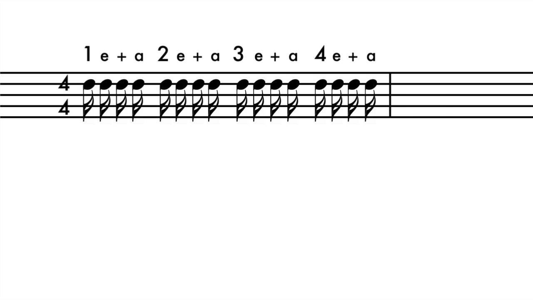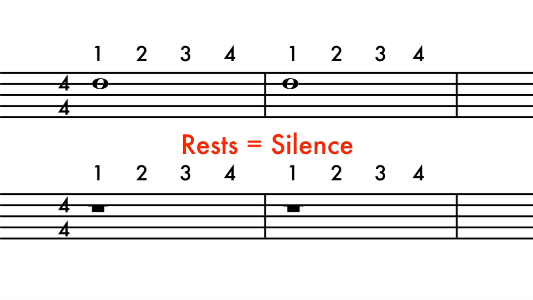16th notes subdivide each quarter note pulse into 4 equal parts. They are counted as 1 e and a, 2 e and a, 3 e and a, 4 e and a. Rests are used to indicate silence, just as notes are used to indicate sound. Like notes, rests can last for any number of beats.